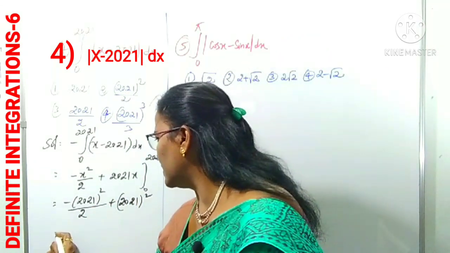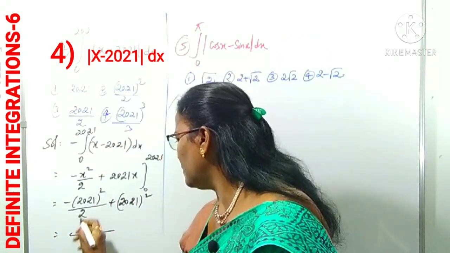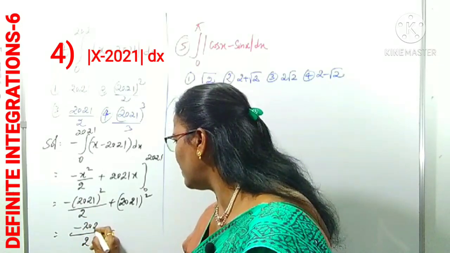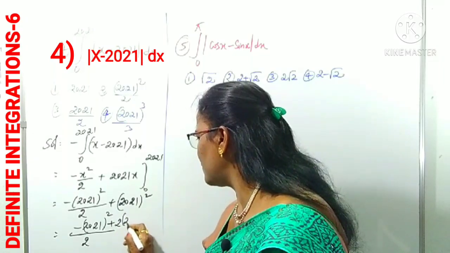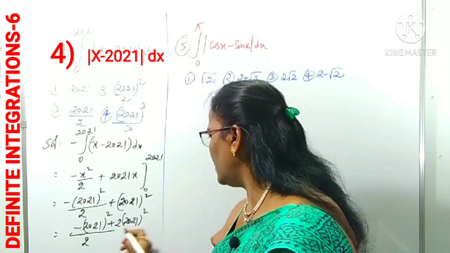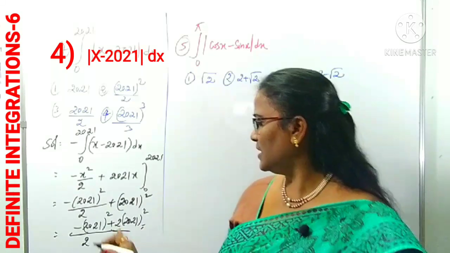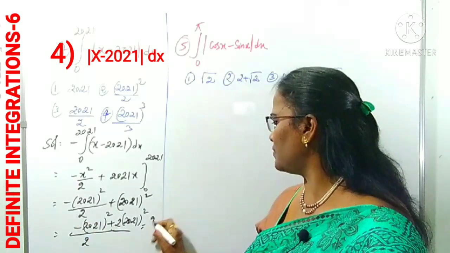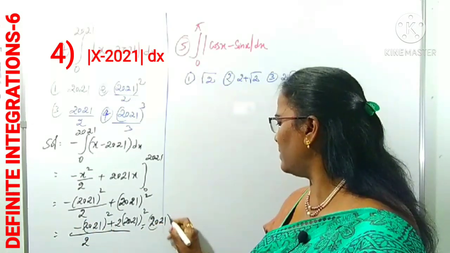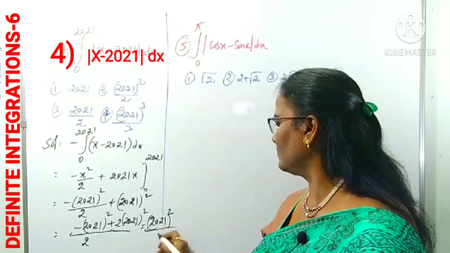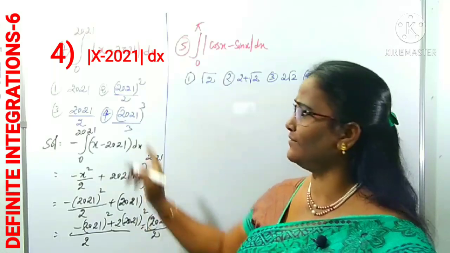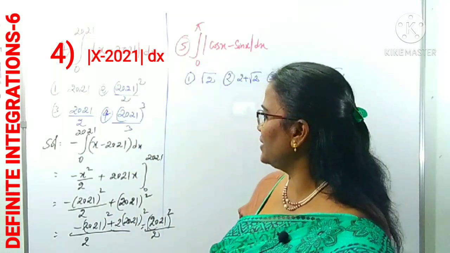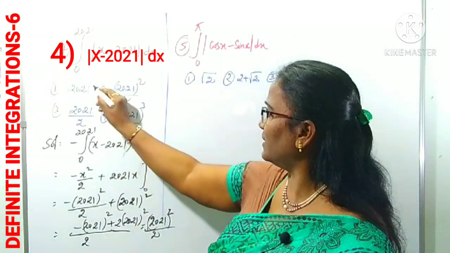Now what is the LCM here? 2 is the LCM. Here minus 2021 whole square, plus 2 times of 2021 whole square. That is clearly how much? 2 minus 1 is 1 time, that means 2021 whole square by 2. 2021 whole square by 2 is our result for question number 4. Which option? It is clearly the second option.